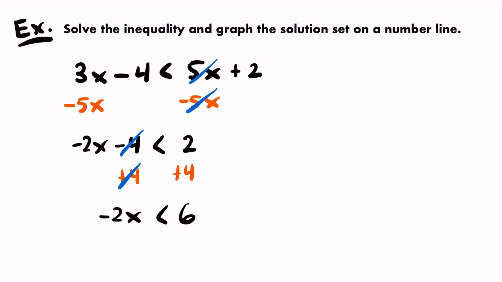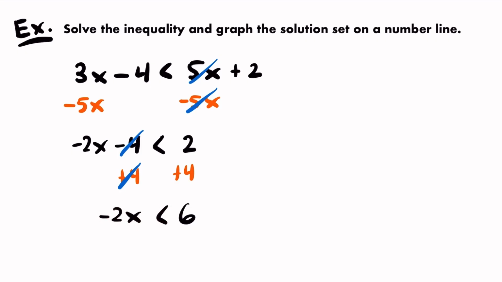And we can do that with the help of the multiplication property of inequalities, which allows us to multiply or divide both sides of an inequality by the same number without changing the solution set of the inequality. But there is one caveat to that. If the number that you're going to multiply or divide both sides of the inequality by is a negative number, you have to remember to flip the inequality sign. And that is the case here.